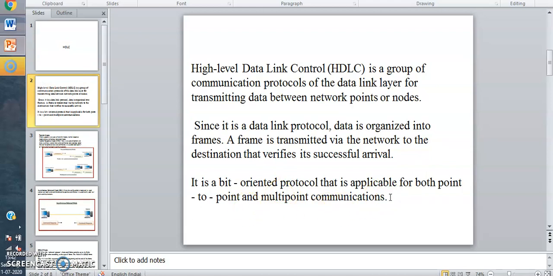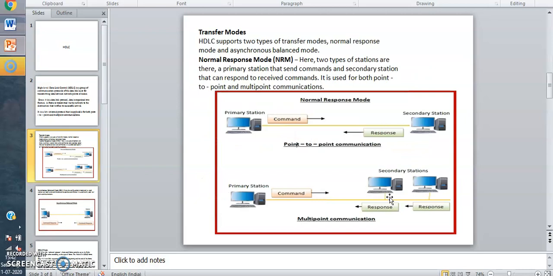The HDLC protocol is an international standard that has been defined by ISO for use in both point-to-point and multi-point communications. And here in HDLC we have different types of operation modes, which are nothing but transfer modes. HDLC supports two types of transfer modes. First one, normal response mode, and second one, asynchronous balanced mode. Coming to normal response mode, what is normal response mode?